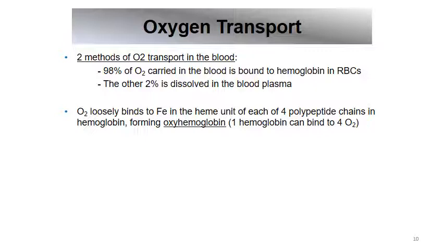Oxygen transport, two methods here. Most of the oxygen is carried bound to hemoglobin. But a little bit of oxygen is traveling in the blood plasma. So oxygen binds to iron, that's what Fe refers to. Without iron, oxygen is not going to bind to hemoglobin. There are 4 different parts for iron atoms in each hemoglobin. And so each hemoglobin can carry 4 oxygens.